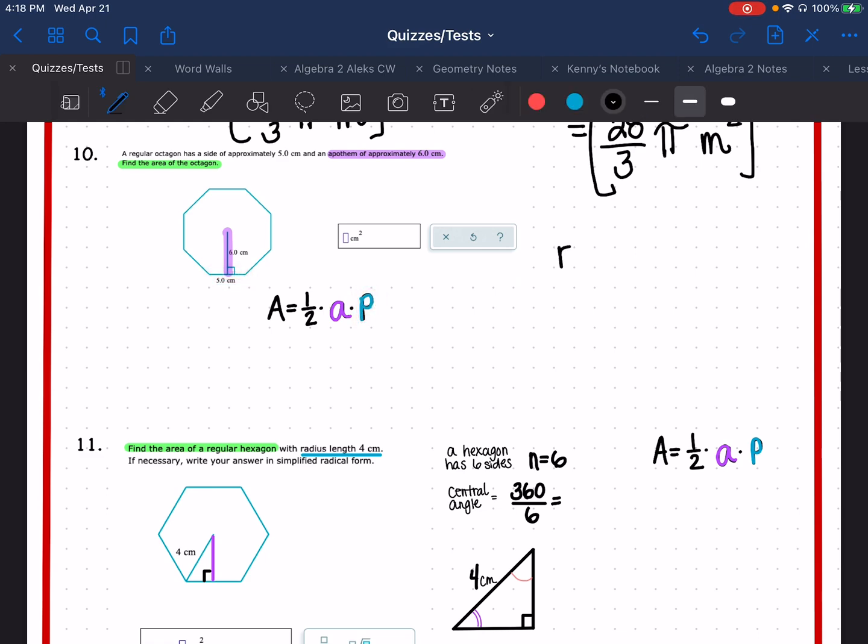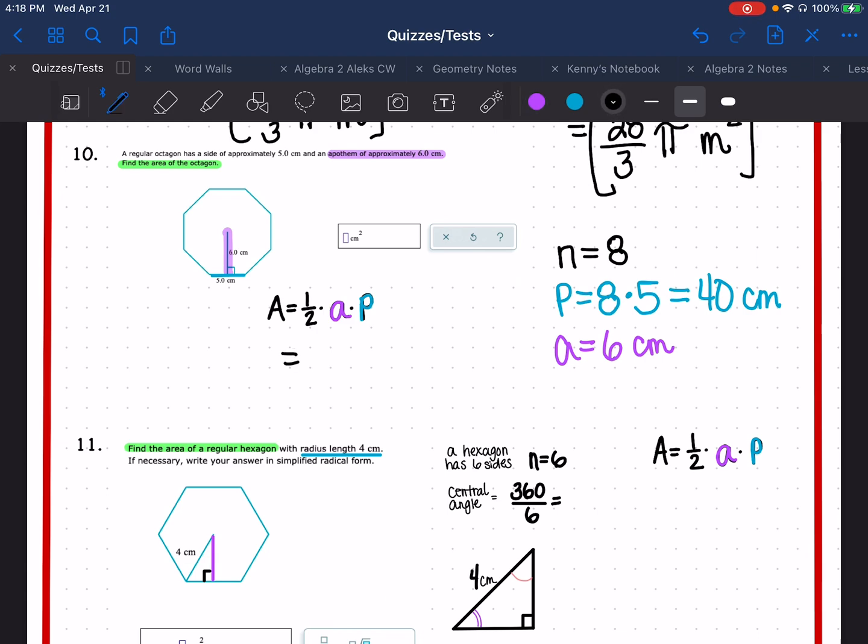Now, I know that since it's an octagon, it has 8 sides. So to find the perimeter, I'm going to take the number of sides and multiply it by how long each side is. And they told me it's approximately 5. I can see that right here. So 8 times 5 is 40. And my unit, of course, for this would be centimeters, but I don't really need that. They have also told me that my apothem is approximately 6 centimeters. Well, they said 6.0, but I'm just going to put it at 6.